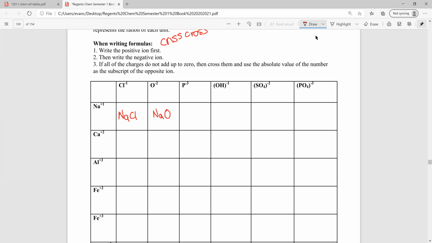So then when I crisscross, I'm going to bring the 2 of the oxygen across, right? So then I'll just write that over here. So it's a positive 1 and a minus 2. So then when I write it and I crisscross, I'm just going to erase that so we can keep it as it is.